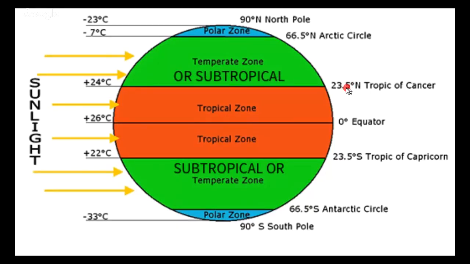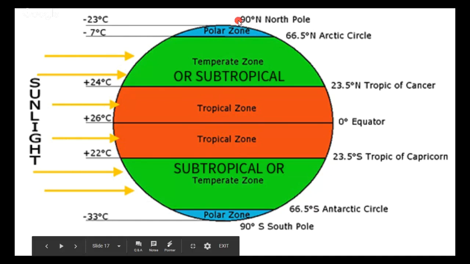Between 23.5 degrees north and 66.5 degrees north, we have the temperate zone. Some areas that are very close to the tropical are going to be considered subtropical. Between 66.5 degrees north and 90 degrees north, or 66.5 degrees south and 90 degrees south, we're going to have the what zone? Polar zone.